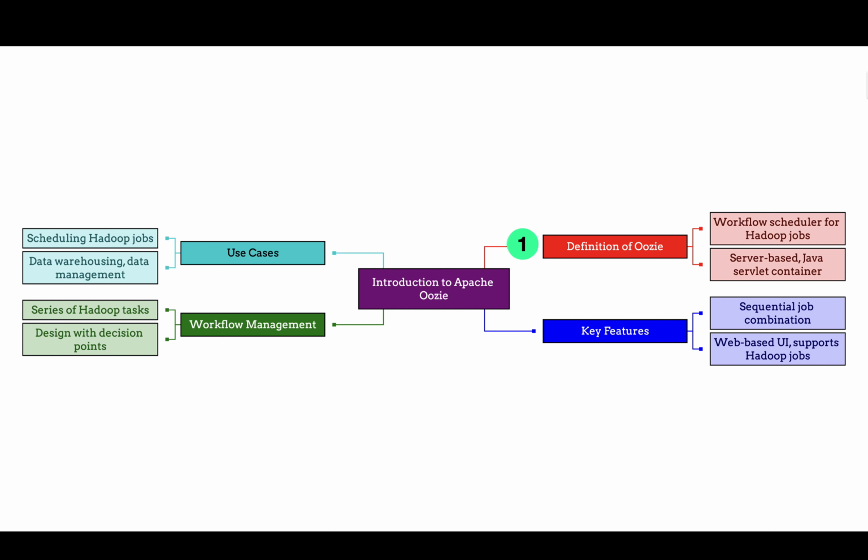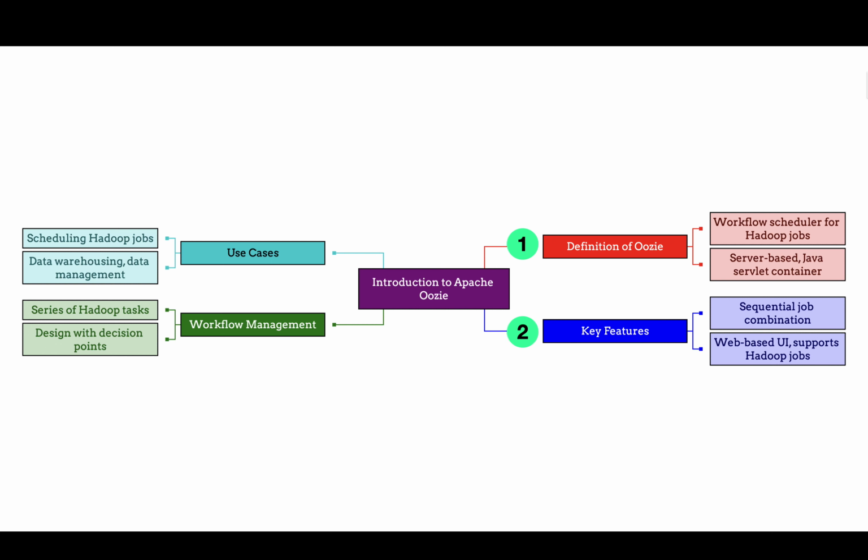Definition of Oozie. Apache Oozie is a workflow scheduler system to manage Apache Hadoop jobs. It is a server-based system running in a Java servlet container that schedules and executes Hadoop workloads, i.e., MapReduce, Pig, Hive jobs.